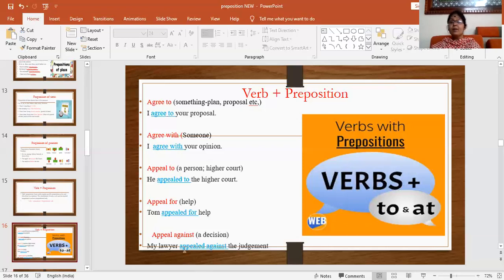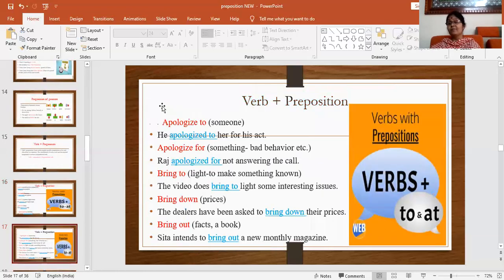For example, my lawyer appealed against the judgment, right? So in this way, we can use appeal against. Now we are learning this because this is how we can improve our language.